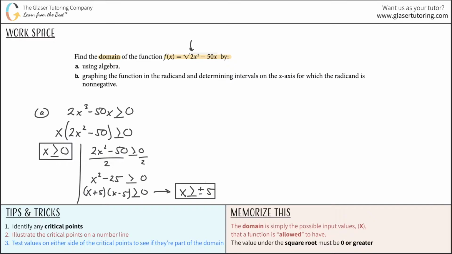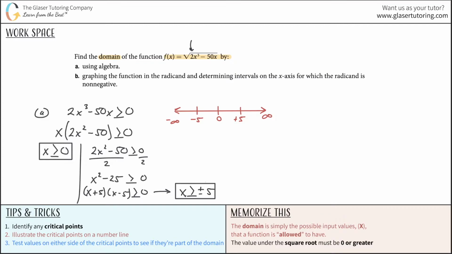Now I want to illustrate these points on a number line. So if I draw a little number line, here's infinity, over here is negative infinity. Here is 0. Let's assume that's negative 5, and then this will be positive 5. What I now want to do is test certain locations on this number line. I want to test values on either side of these critical points, and also including the critical points.